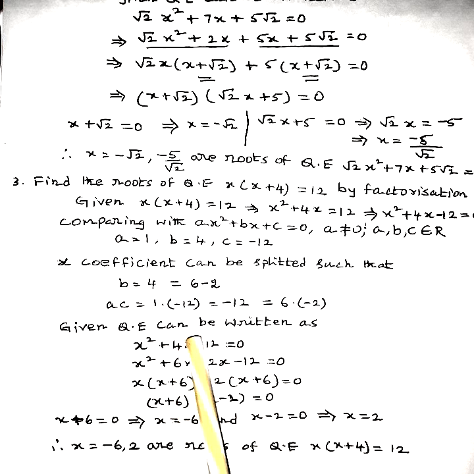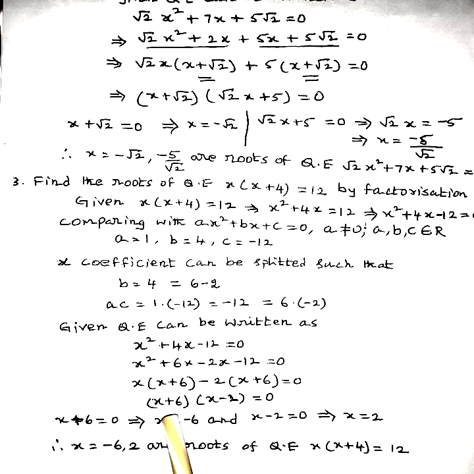Therefore, the given quadratic equation can be written as x square plus 4x minus 12 equal to 0, and 4x can be written as 6x minus 2x. Considering x square plus 6x, we take x as common factor and can write x multiplied by x plus 6. Considering minus 2x minus 12, we take minus 2 as common factor and can write minus 2 multiplied by x plus 6. Now, in these two terms, x plus 6 is the common factor, and now we can write x plus 6 multiplied by x minus 2 equal to 0.